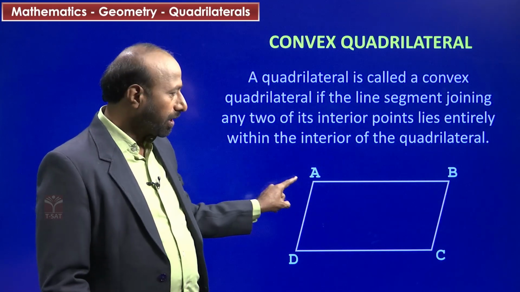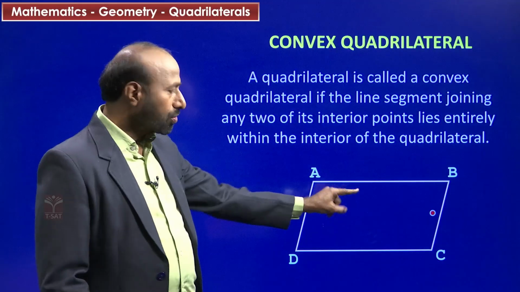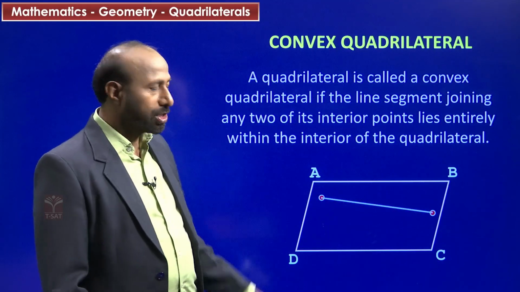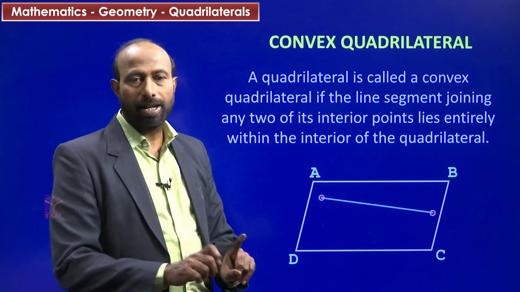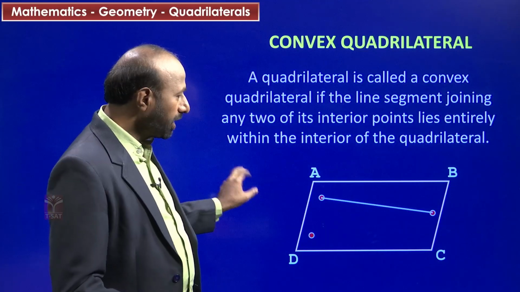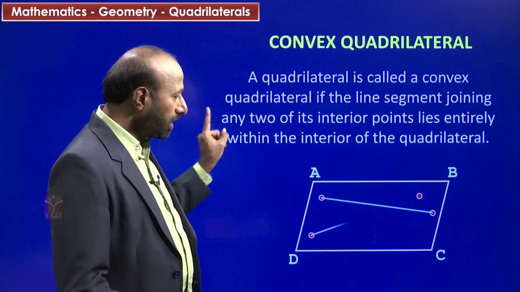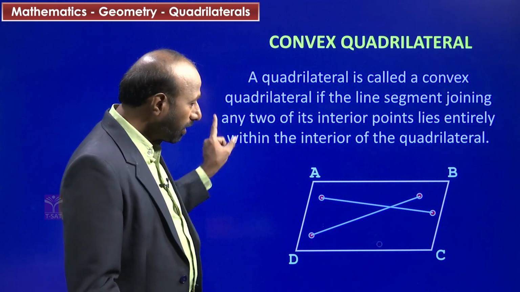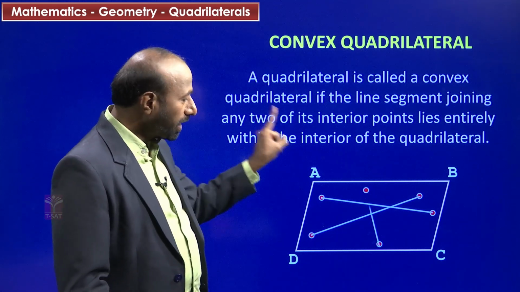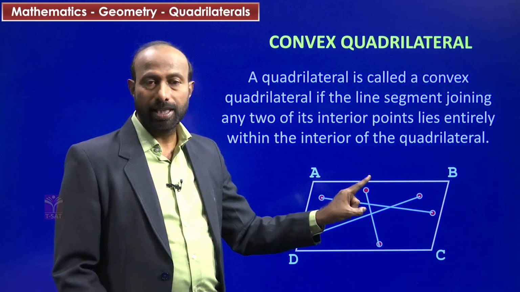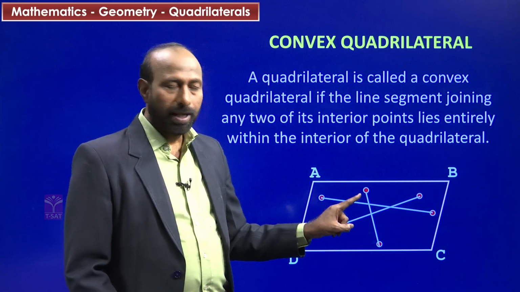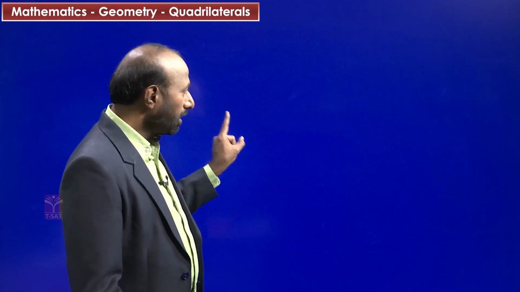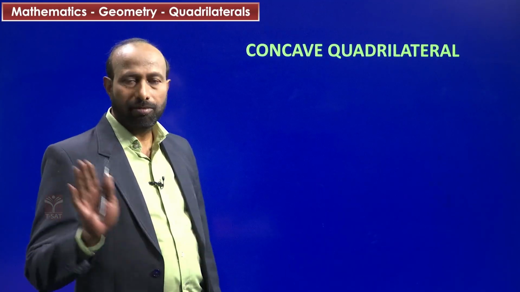That is, in this picture we can see that we have these 2 points and the line joining these 2 points entirely lies within the quadrilateral, as well as if we take these 2 points, the line joining these 2 points also entirely lies within the quadrilateral, and if we take 2 more points, the line joining them also entirely lies within the quadrilateral. So, this picture ABCD is said to be a convex quadrilateral.